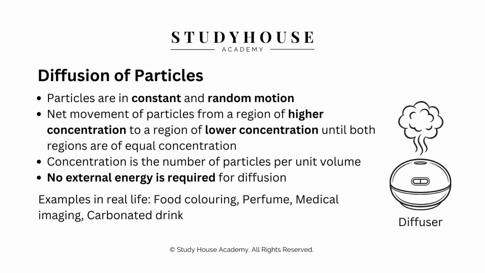Diffusion of particles. Particles are in constant and random motion. Diffusion is the net movement of particles from a region of higher concentration to a region of lower concentration until both regions are of equal concentration. Concentration is the number of particles per unit volume. No external energy is required for diffusion. Examples in real life: food coloring, perfume, medical imaging, carbonated drink.